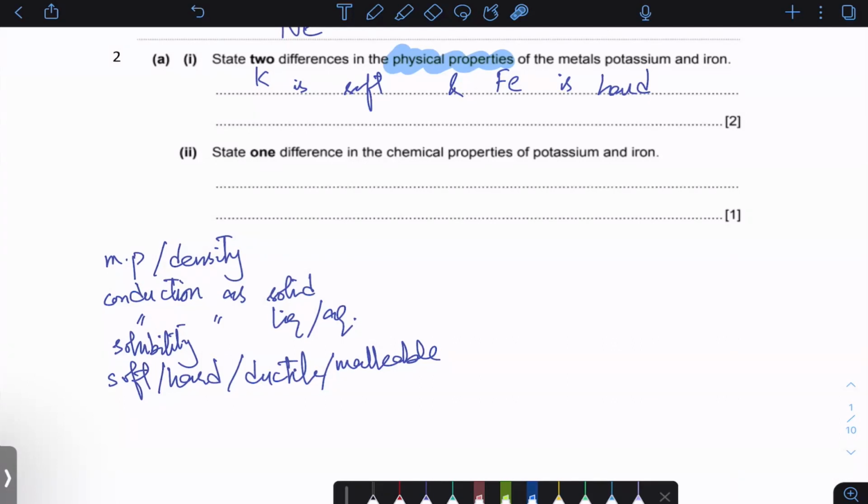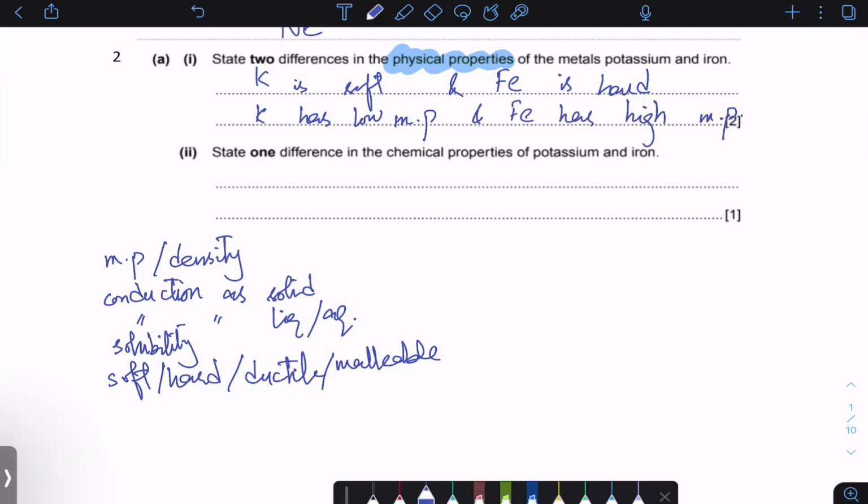State one difference in the chemical property of potassium and, sorry, I also have to give another one. The other one I can say is that potassium has low melting point or density, low density, and iron has high melting point.